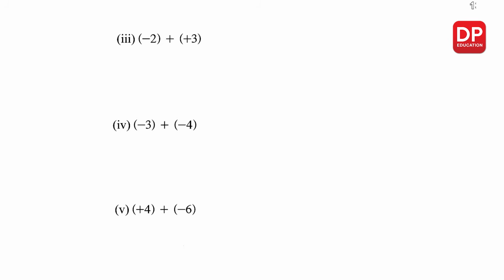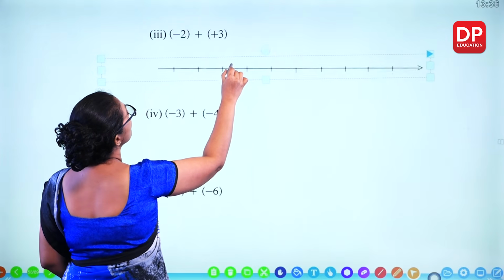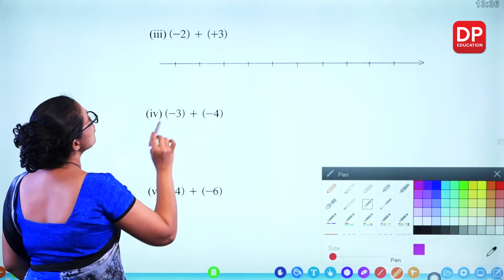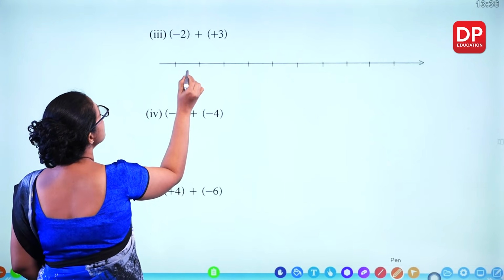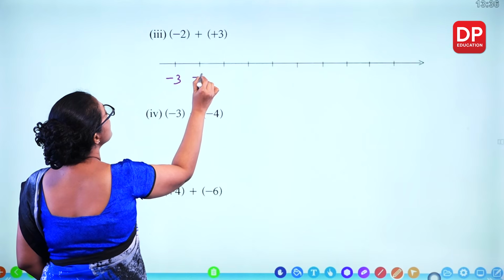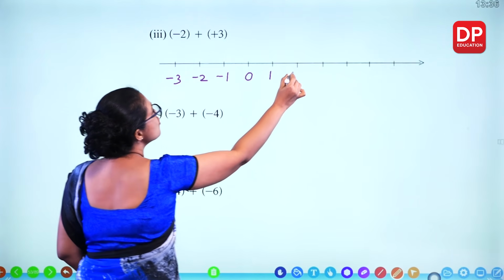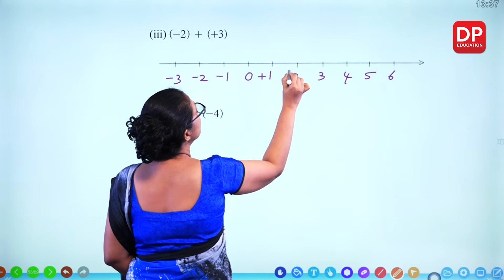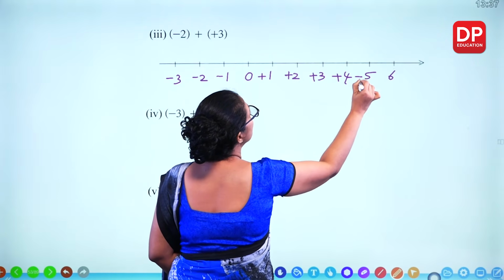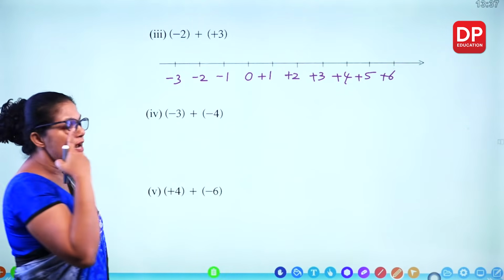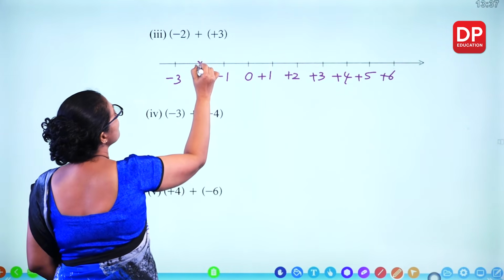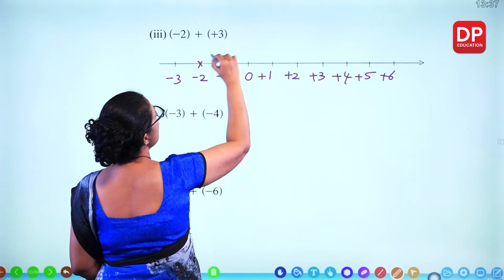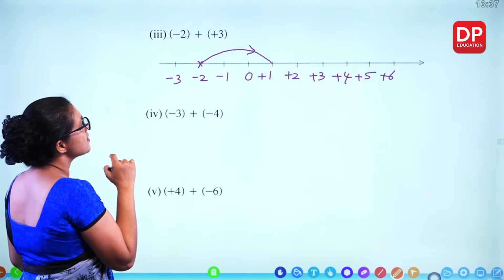Minus 2 and plus 3. We'll take it minus 2. So that means I'll take this one as minus 3, minus 2, minus 1, 0, 1, 2, 3, 4, 5, 6. These are pluses. So starting value is minus 2. Plus 3 means move 3 places to the right. 1, 2, 3. Answer is plus 1.